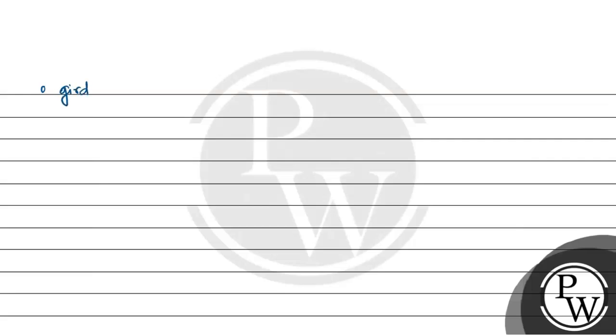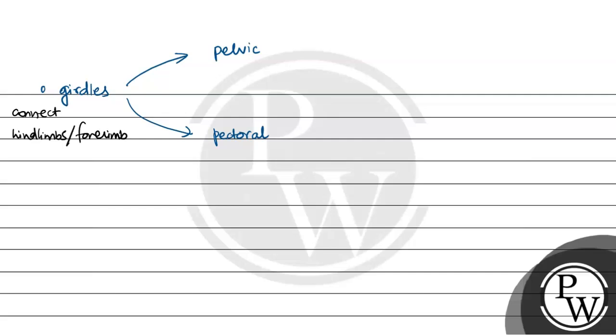Next होते हैं girdles. The girdles consist of the pelvic girdle and the pectoral girdle. And girdles का main function होता है to connect the hind limb or forelimb bones to the axial side, to the axial skeleton. Half of the pectoral girdle further consists of clavicle and the scapula.